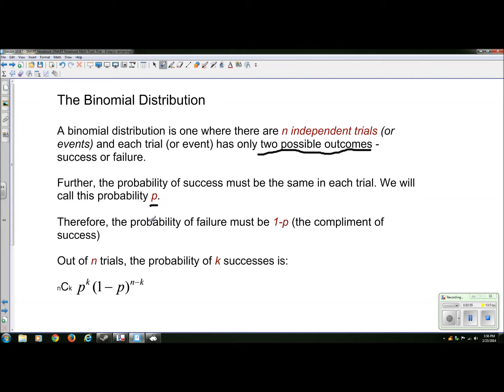Well, if the probability of one outcome is P, and the two probabilities of success or failure have to add up to 1, then the probability of failure has to be 1 minus P, which is the complement of P. So, given all these conditions, we can say that out of n trials, the probability of k successes is this nice, long, messy, horrible formula here. But we can use this formula to produce a probability distribution for a binomial distribution. Let's do that now.